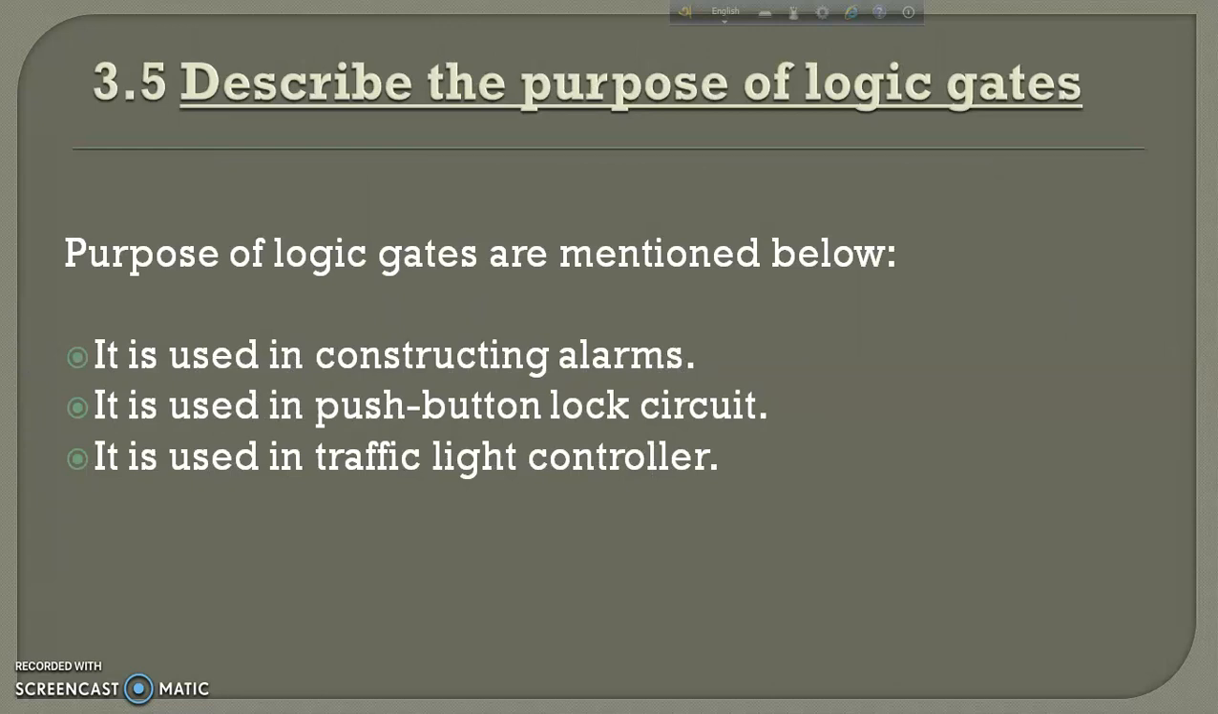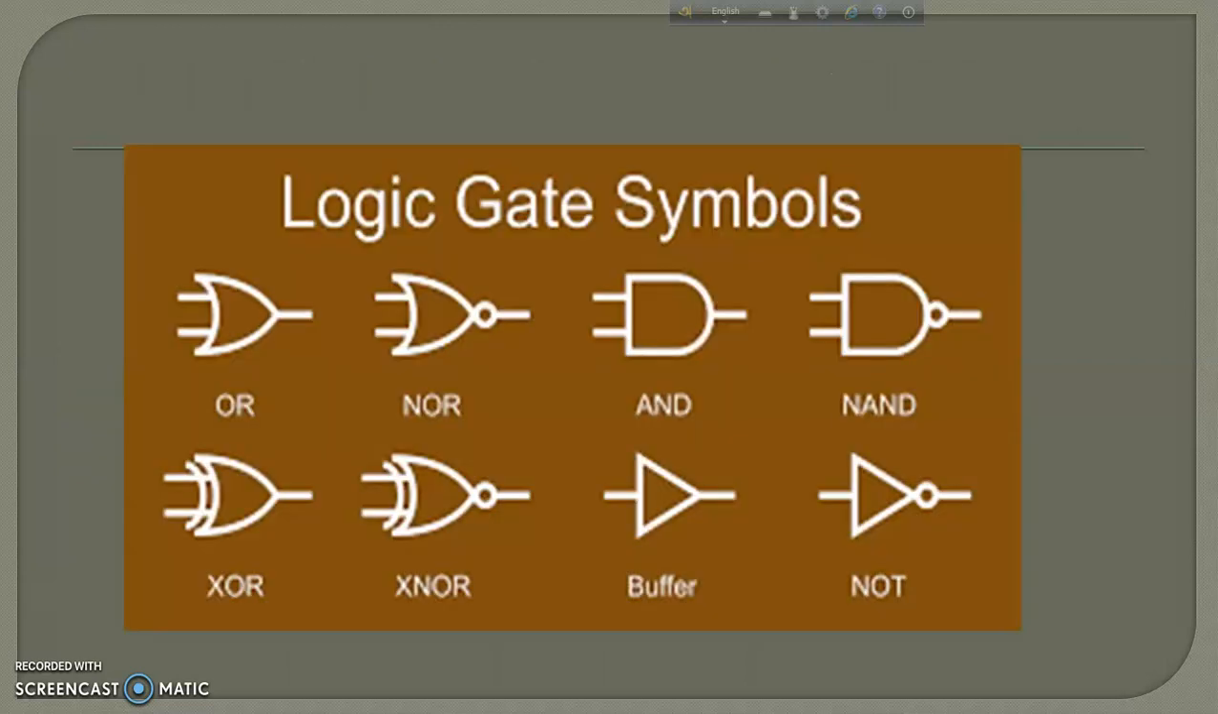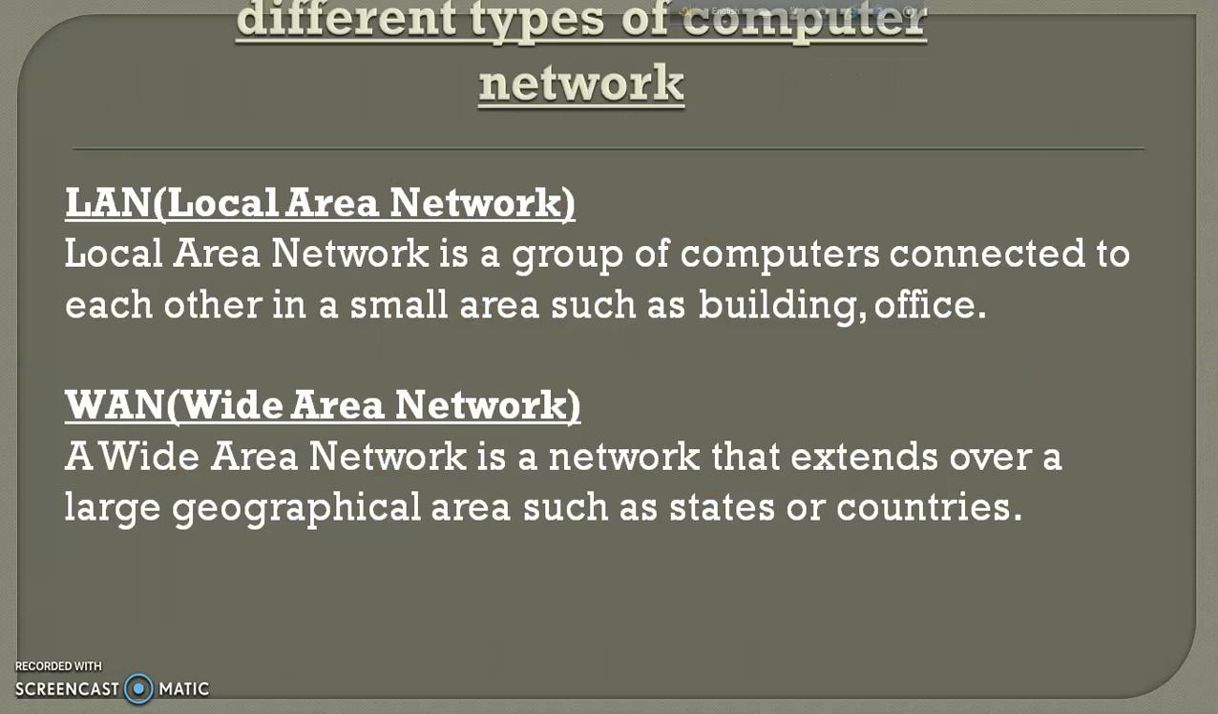3.5 Describe the purpose of logic gates. Purposes of logic gates are mentioned below. It is used in burglar alarms. It is used in push-button lock circuits. It is used in traffic light controllers. Logic gate symbols.